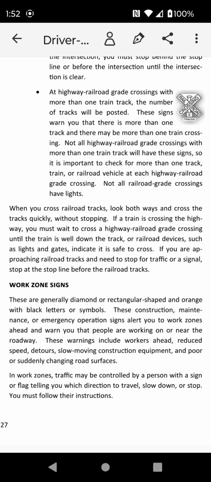In work zones, traffic may be controlled by a person with a sign or a flag telling you which direction to travel. Slow your roll, slow down, or stop. You must follow their instructions.